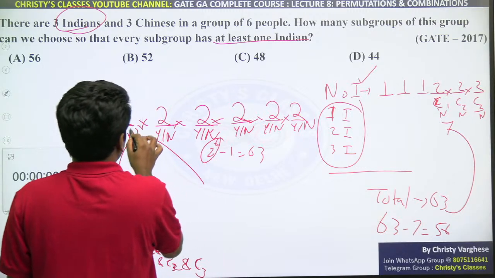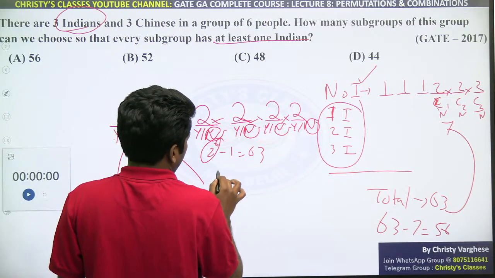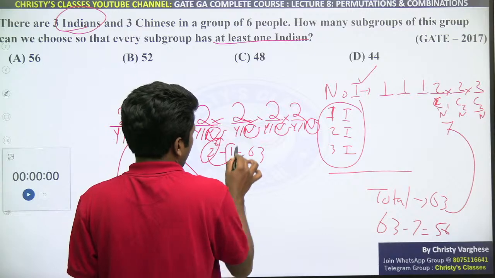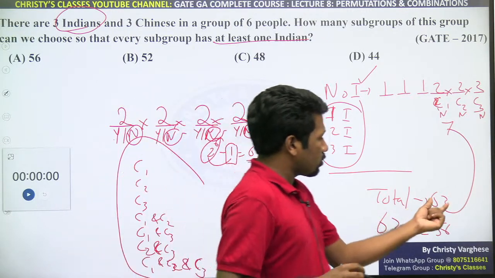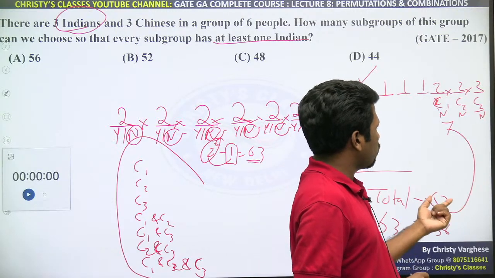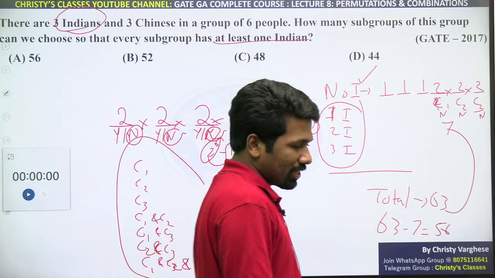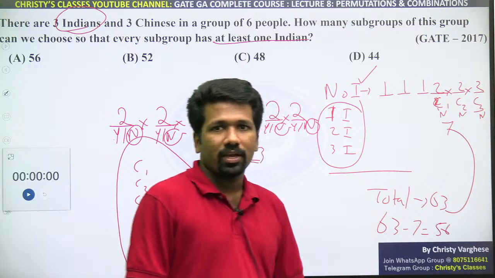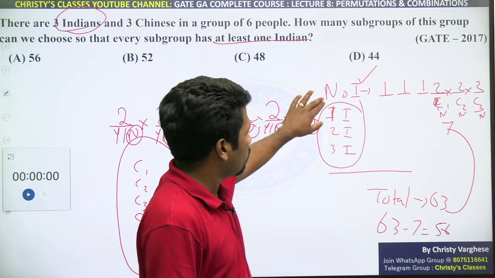But in this, if everyone says no, then that group has 0 people in it. That is not actually a proper group. So I will subtract that one group from the 64 groups. 2 raised to 6 is 64. That 63 is the total groups. In that 63 groups, how many groups are there where 0 Indians are there? 0 Indian groups, if you subtract from total groups, you will get at least 1 Indian group. Now, at least 1 Indian group is what you need to find.